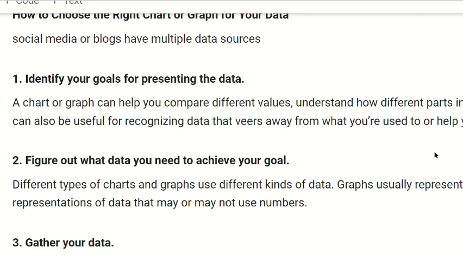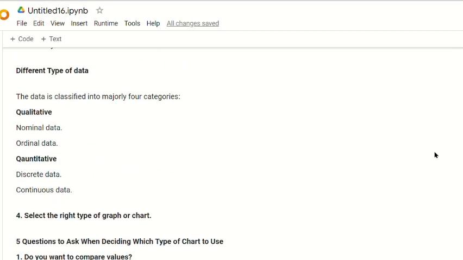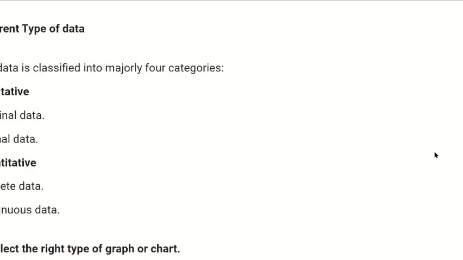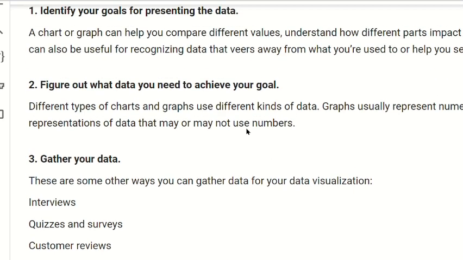So basically we use different kinds of data, like representing numerical data. Here there are different types of data. One is qualitative data and another is quantitative data. Just scroll above.